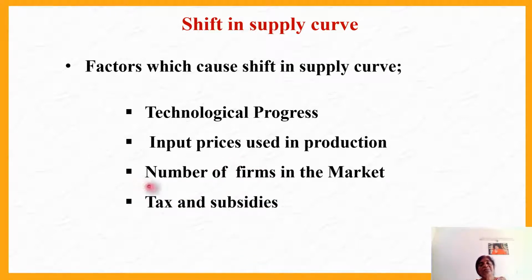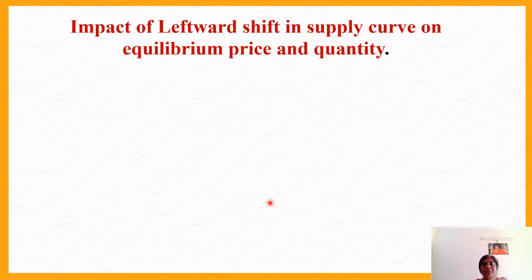And the tax and subsidies. When we say tax and subsidies, we have seen the unit tax. When the tax increases, the cost of production will increase, and the supply curve will shift upward or leftward by the amount of tax. And the subsidies, naturally, you all know, when the subsidy is given to a firm, what will happen? The profit margin of the firms increases, and the firm's supply curve will shift rightward.